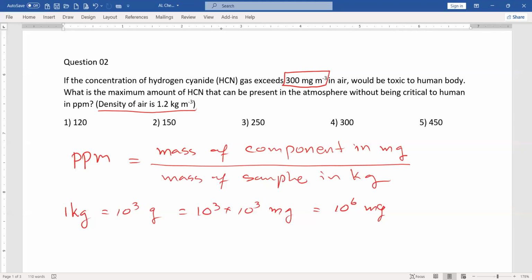Here we have to consider only 1 cubic meter. Why? The number of milligrams of the HCN in 1 cubic meter. Here the density is given for 1 cubic meter. Then in 1 cubic meter, that means if you take 1 cubic meter of that bulk, the mass is 1.2 kilograms.